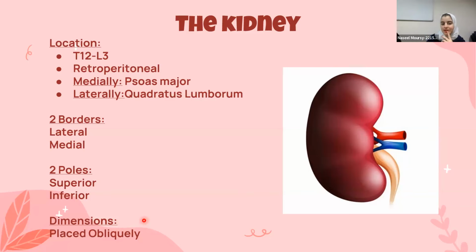So now this is the easy part, and I don't think it's that high yield except the part of retroperitoneum and T12 to L3. So if I give you a picture of a kidney and I show you this surface and I tell you what's this surface, you should tell me that it is retroperitoneum. You got this?